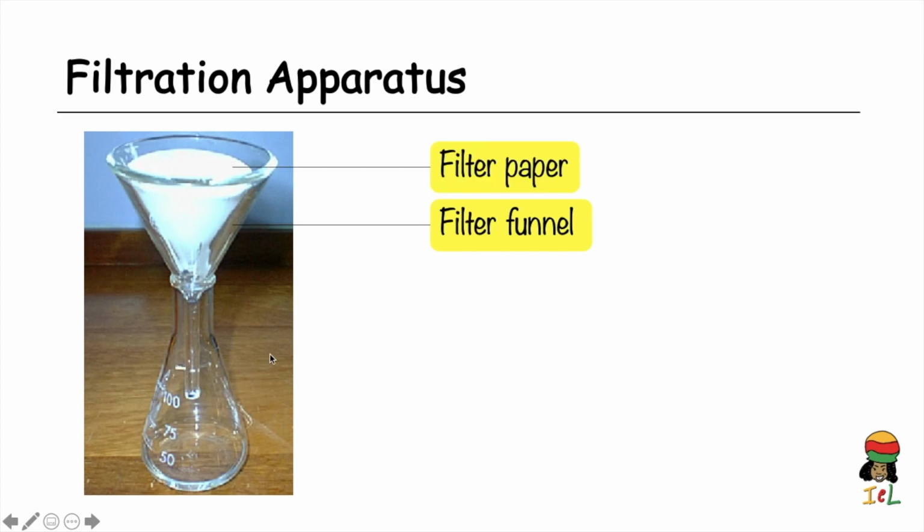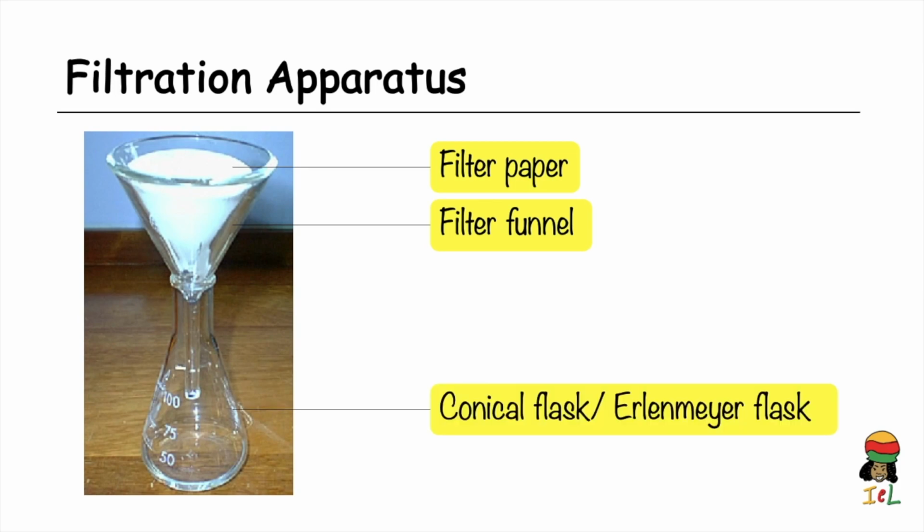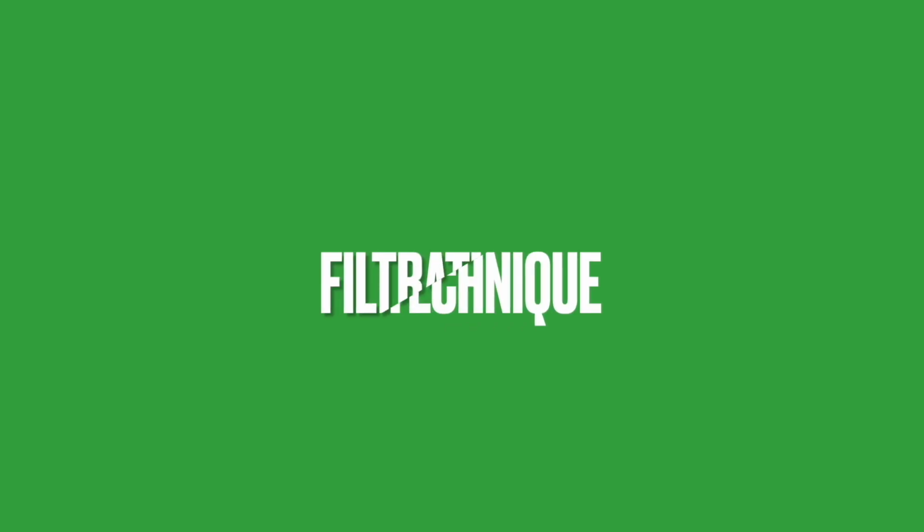Secondly, we have the filter paper, and the filter paper is the porous medium, and although not visible to the unaided eye, the filter paper consists of very tiny pores. And thirdly, we have a collection flask, such as the conical flask or the Erlenmeyer flask as we have here. It can also be any other container, such as a beaker or a cup.